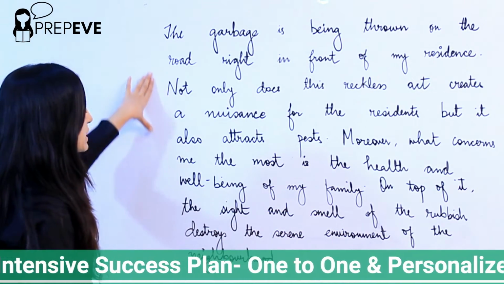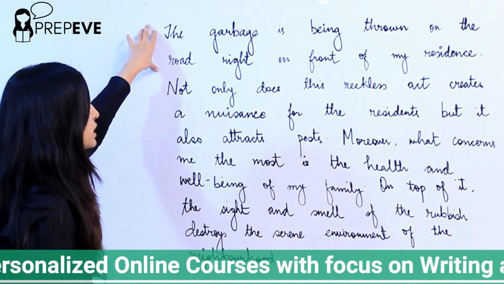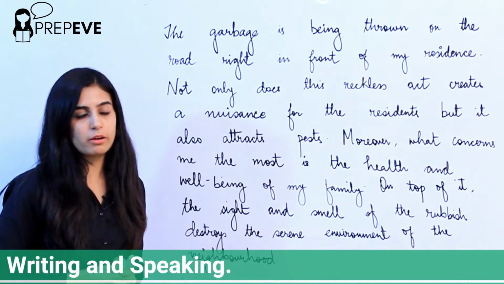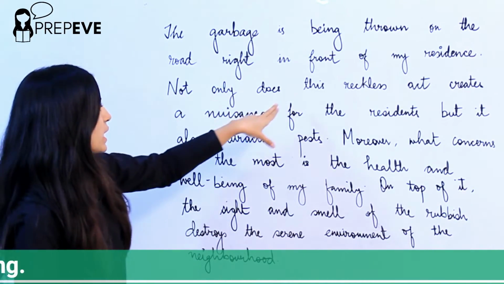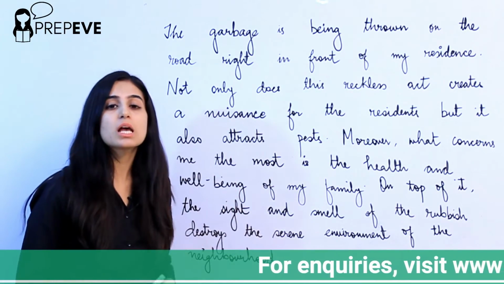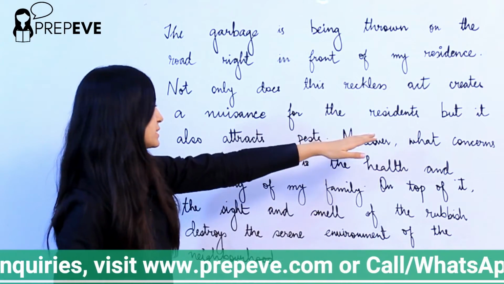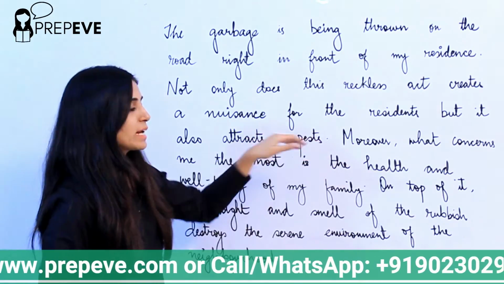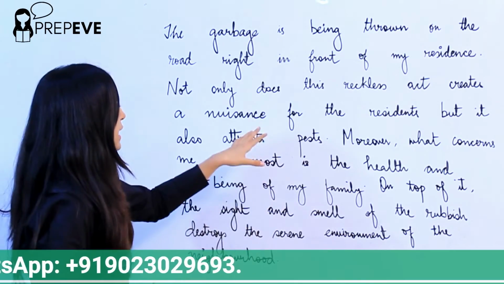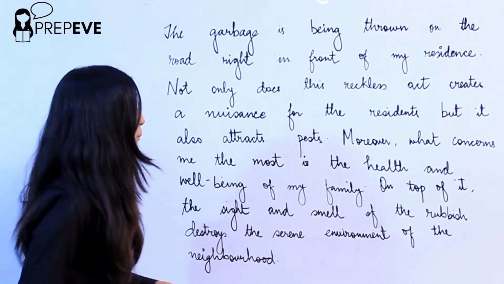So, we have described why the situation bothers us in detail. So, first of all, the garbage is thrown right in front of my house, which is a very unpleasant thing. Next, not only does this reckless act create a nuisance. So, the reckless act basically means a careless act. So, the careless act creates nuisance for the residents, and it also attracts pests. These pests or insects like mosquitoes can be disease causing, which is harmful for everybody in the neighborhood.